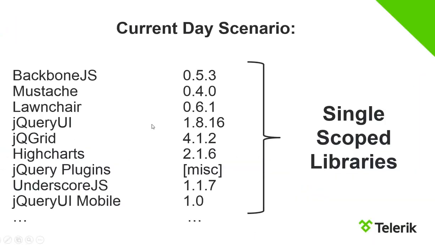So basically what is happening in the current day scenario is that you end up using a lot of what I call single scope libraries. You use Backbone for maybe data binding, Mustache for maybe templating, jQuery UI or jqGrid or Highcharts for data visualization, Underscore.js for utilities, jQuery Mobile for maybe the mobile UI. But what is happening with these things? Each one of them, yes, does a very good job of what it is meant for, but these are all single scope libraries, so they can do only one thing.